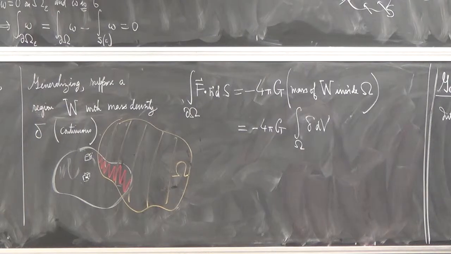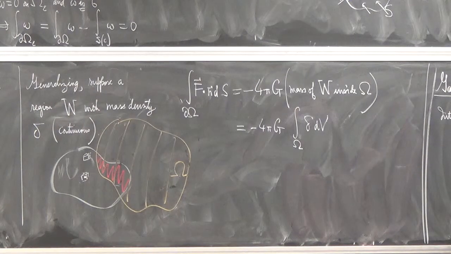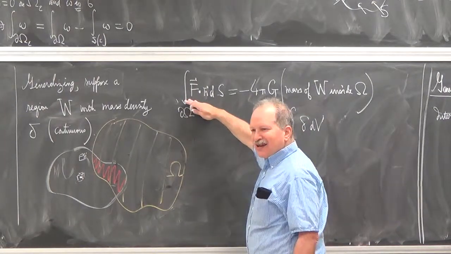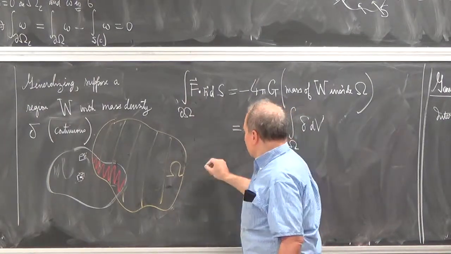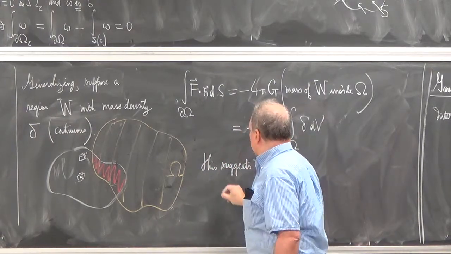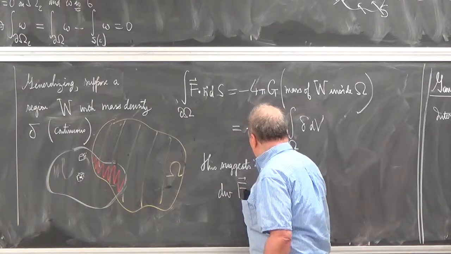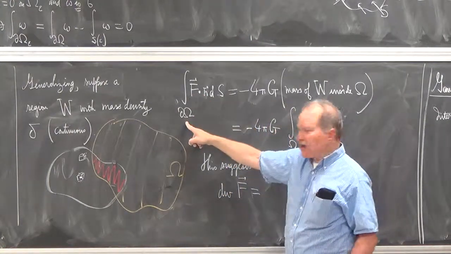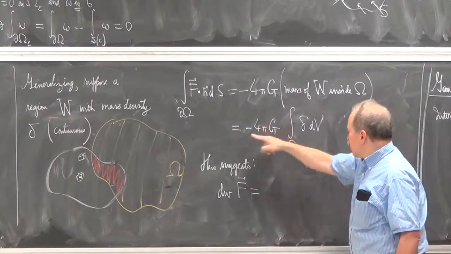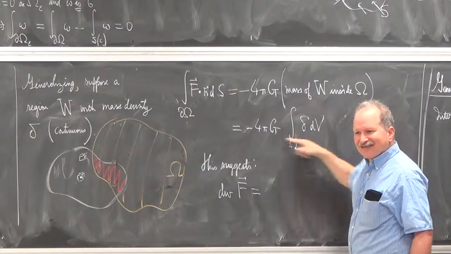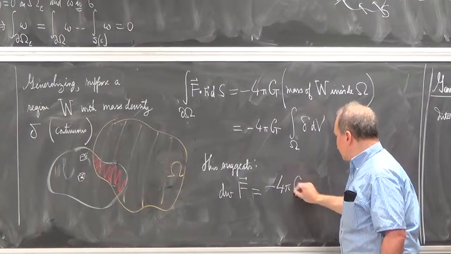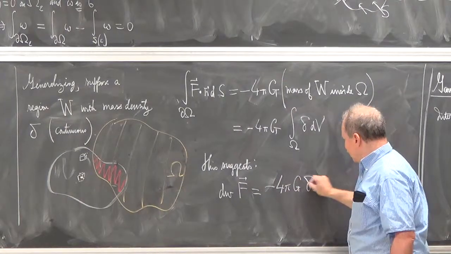So this is starting to look more like the divergence theorem. If we say that we can apply the divergence theorem, the flux of f across the boundary of omega is supposed to be the integral over omega of div f. So this is supposed to be the integral of div f. So what do you think div f should be? It should be minus 4 pi g times delta.